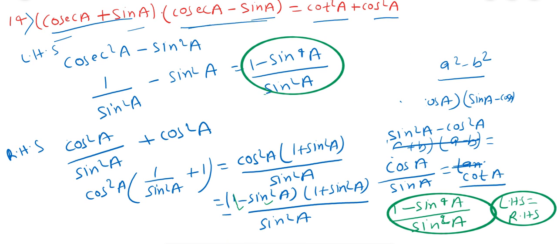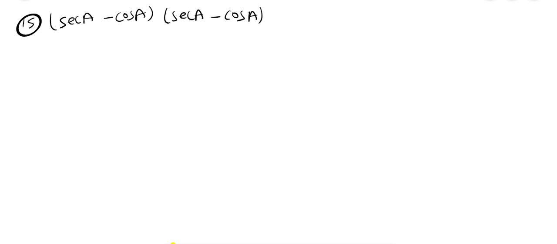So now we'll go to the next question. Question number 15 is here. One second. Question number 15: sec A minus cos A, and the second thing is sec A minus cos A, equal to sin square A plus tan square A.